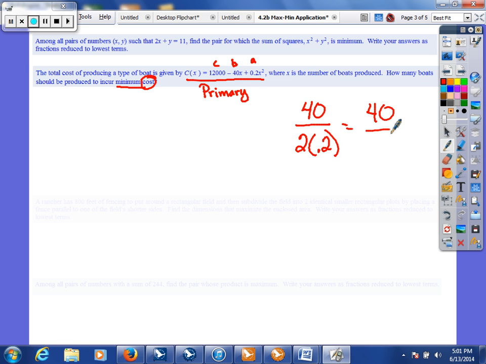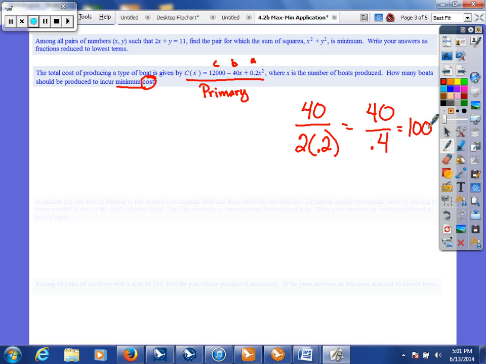So we get 40 over 0.4. And when you divide 40 by 0.4, you're going to get a nice looking number for your x value: 100. Okay, so your x value is 100 is what you get.